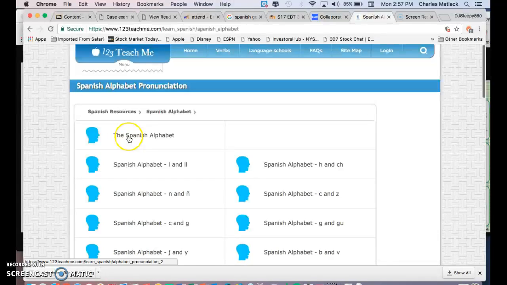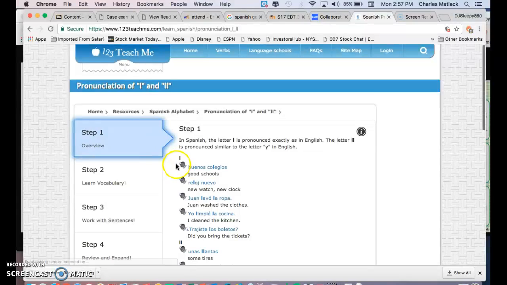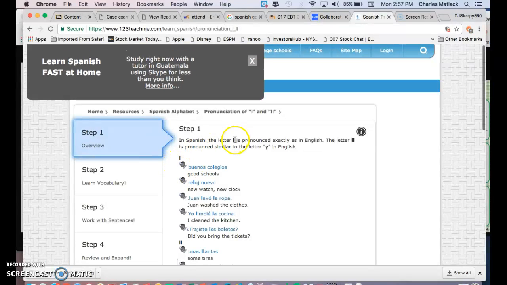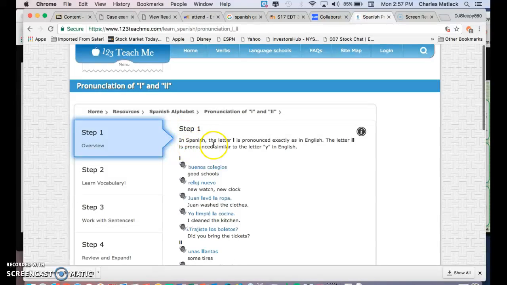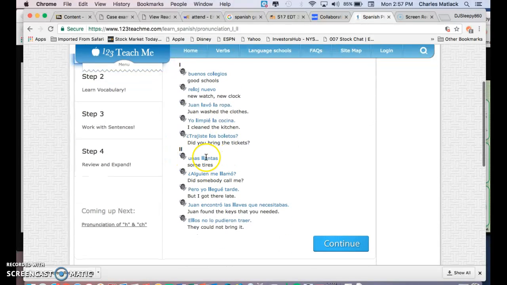Now, guys, I'm going to bring up for you here some different lessons we have that we'll go over. Some of these are the more hard to know letters for English speakers. For example, we're looking at the letter L. In Spanish, the letter L is pronounced exactly as in English. The letter double L, as we said, ella, is pronounced similar to the letter Y in English. For example, with the single L, we have buenos colegios, reloj nuevo. But if we go down here to our double L, we have unas llantas. Alguien me llamó. So that double L has a Y sound.